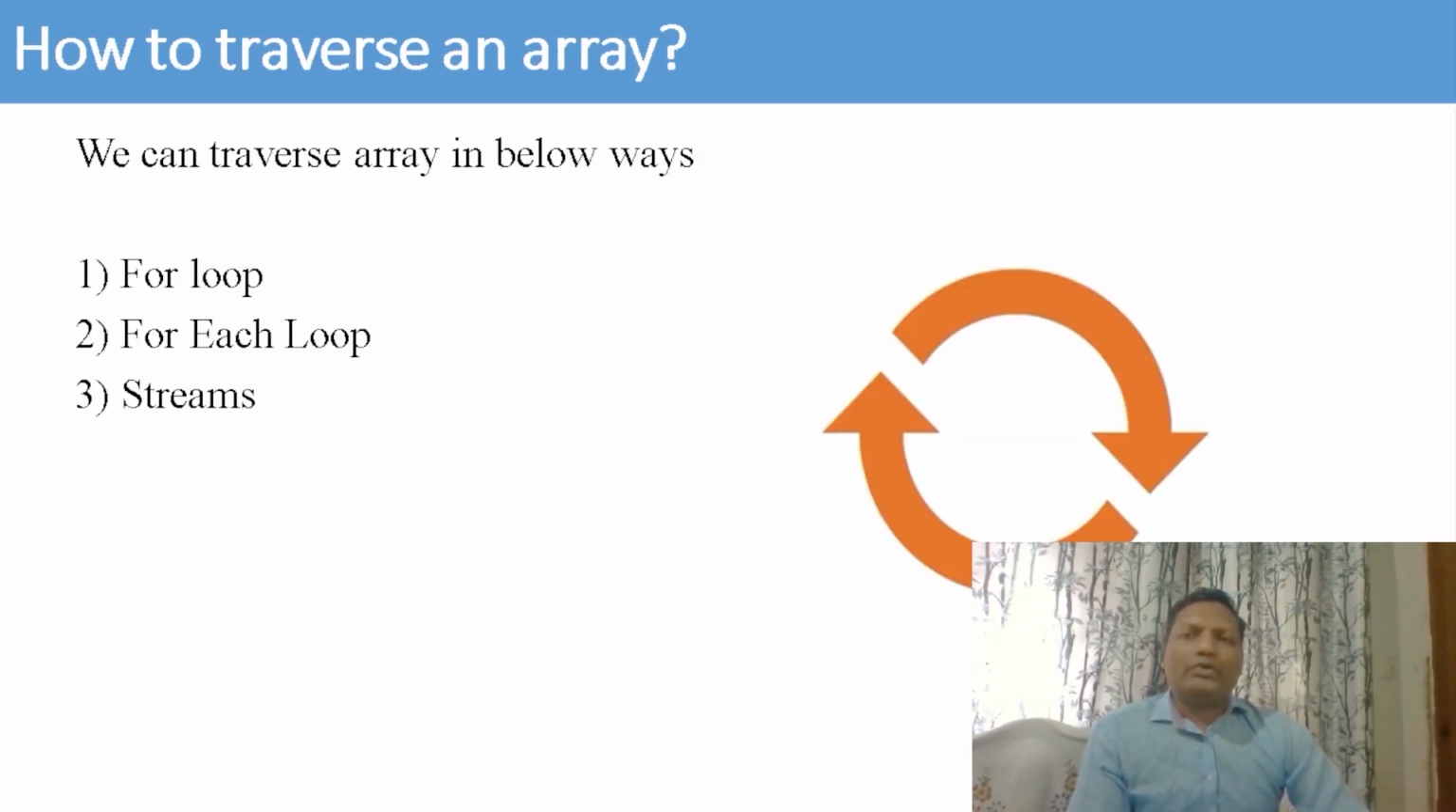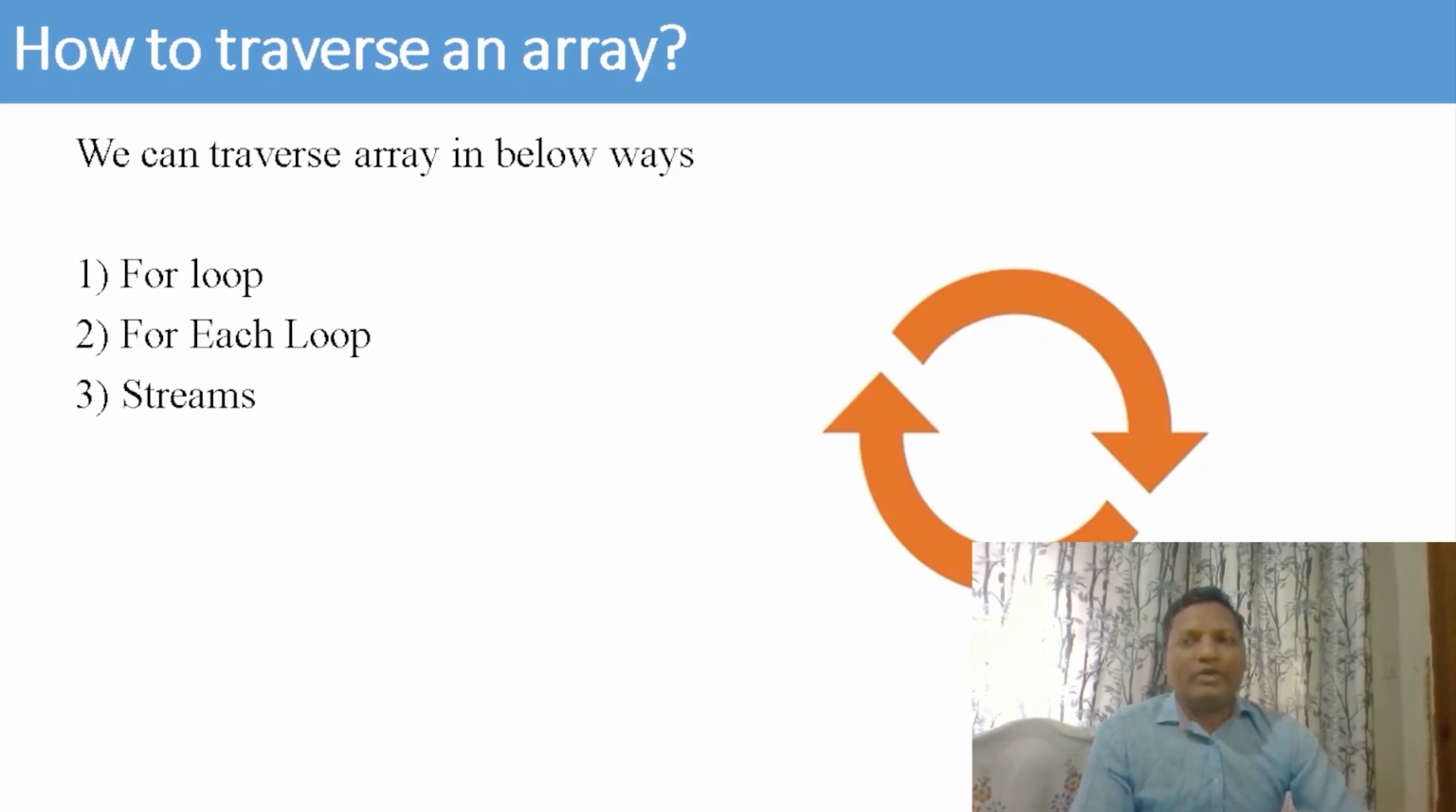Now, how to traverse an array? We can traverse an array to access or to modify its elements. Let's see different ways to traverse an array. Now, if I store the values into an array, then how do we traverse the array?